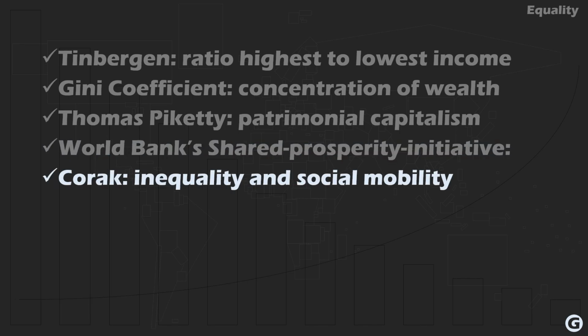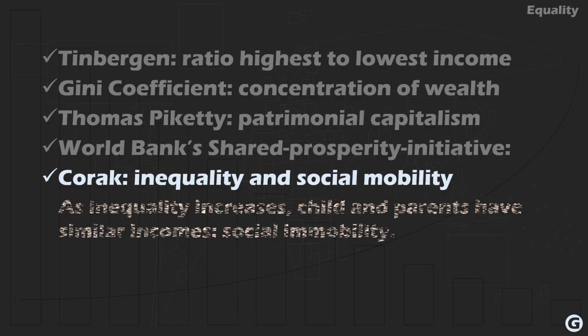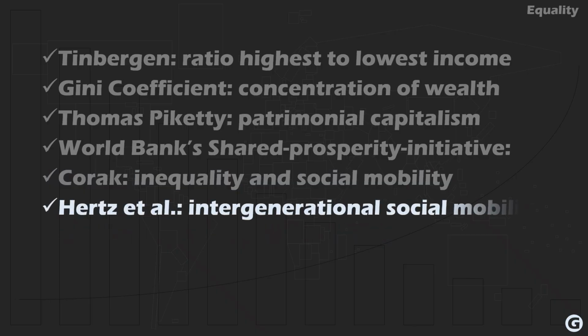Corak has studied the relationship between inequality and social mobility. He measures social mobility as the intergenerational elasticity between parents' and children's income. He concludes that as inequality increases, the income of a child is more similar to that of his or her parents, implying social immobility. In a similar approach, Hertz and others have studied intergenerational social mobility by comparing the educational opportunities of parents and children.